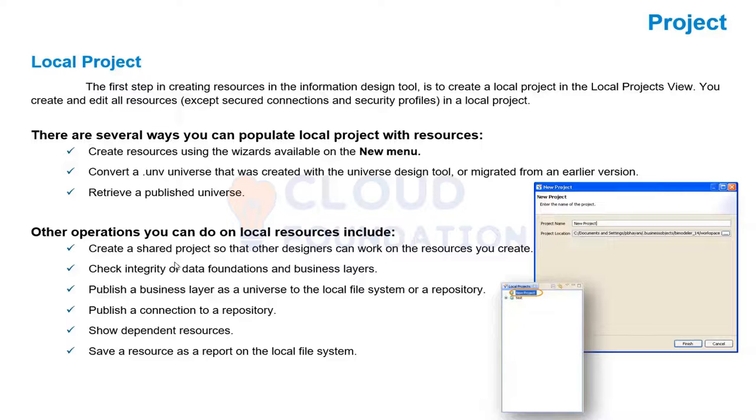One of the operations you can do on a local resource: if we click on the connection, then you can publish that connection to a repository. If the connection is already made, you can just click on this connection and publish to the repository. We can show dependent resources, like what are all dependent on each other. We can publish the business layer as a universe to the local file system or repository. We can check the integrity of the data foundation and business layer. Everything we can do by clicking into the local project, going to the particular resource, clicking and doing the action.